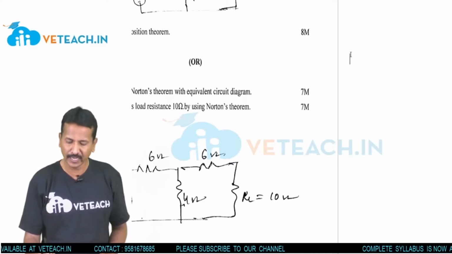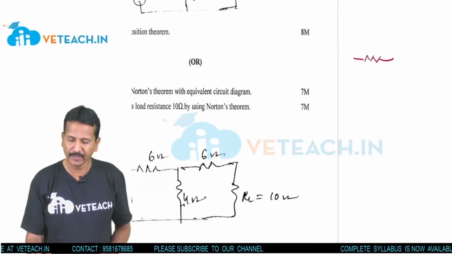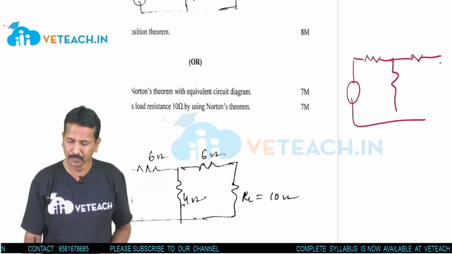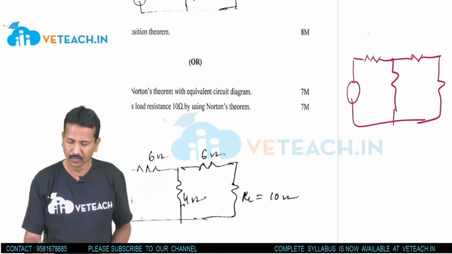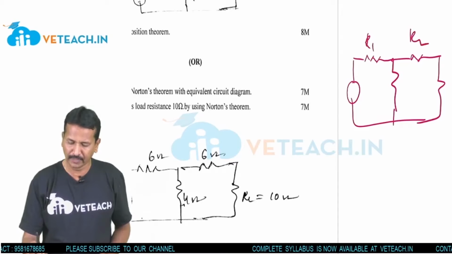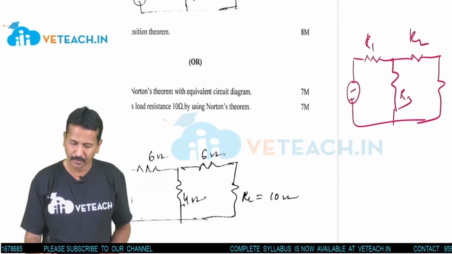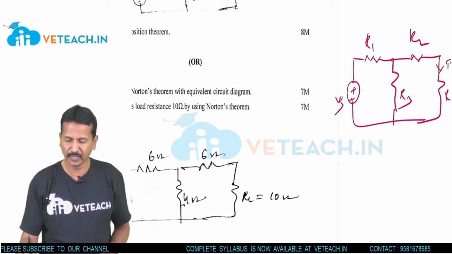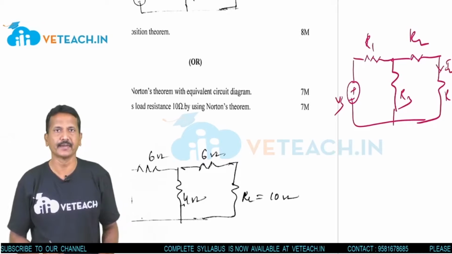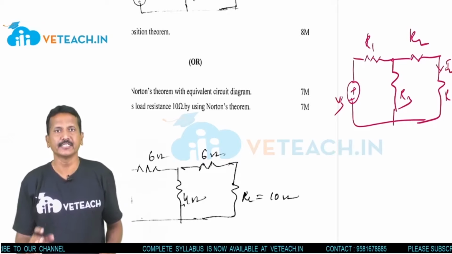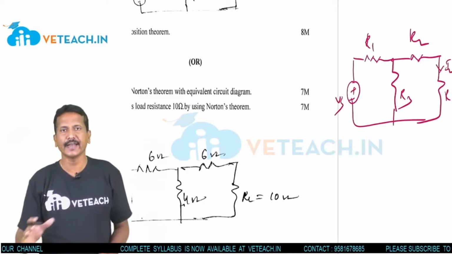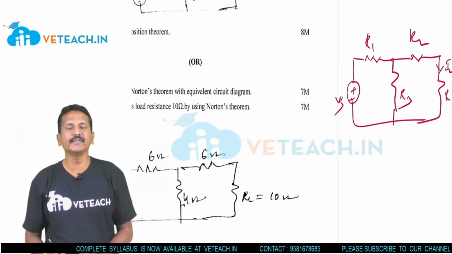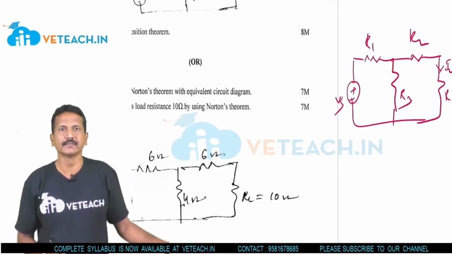What are they? Normally a network will be there. This is a symbolic small network I am taking here. Voltage source, and this is RL. Across this one I have to find the load current. Normal network it is. Resistances are there, a voltage source is there, and the load resistance is there. So what are the different steps to find the load current using Norton's theorem?